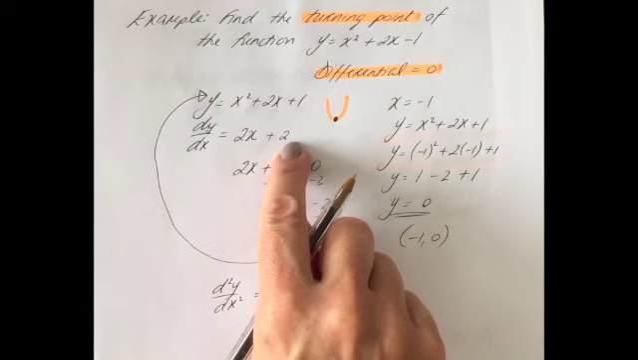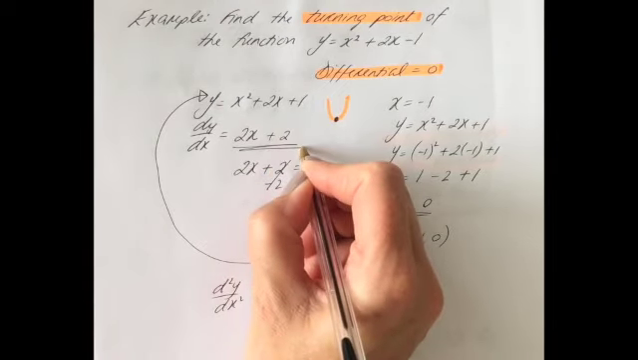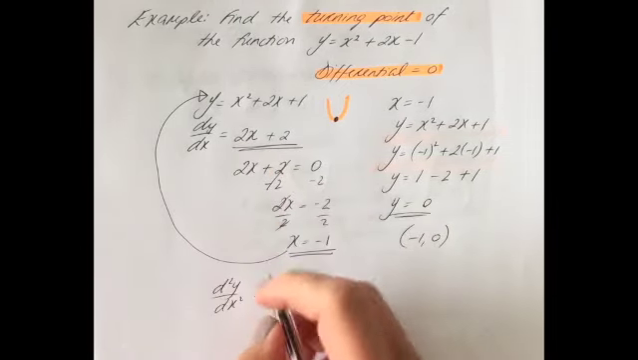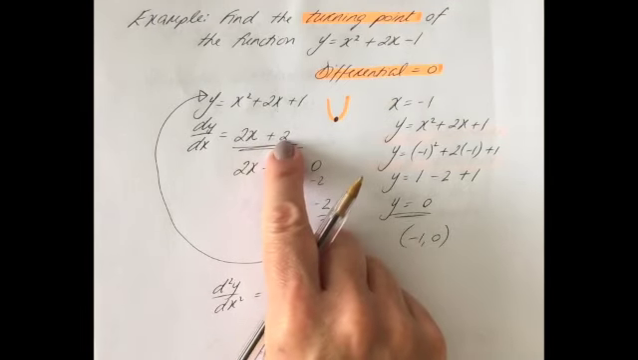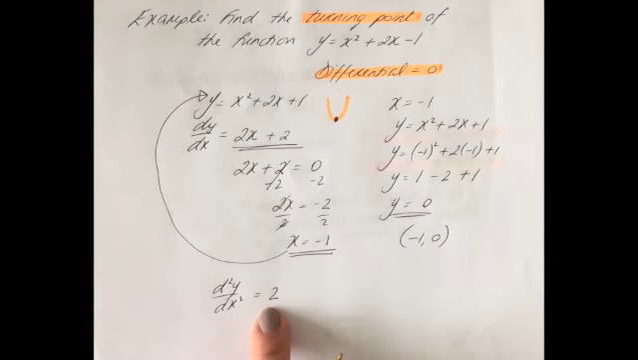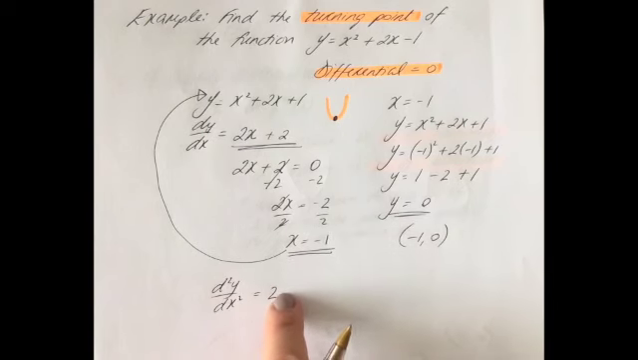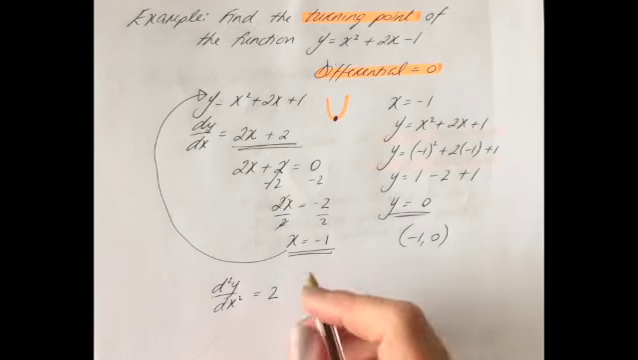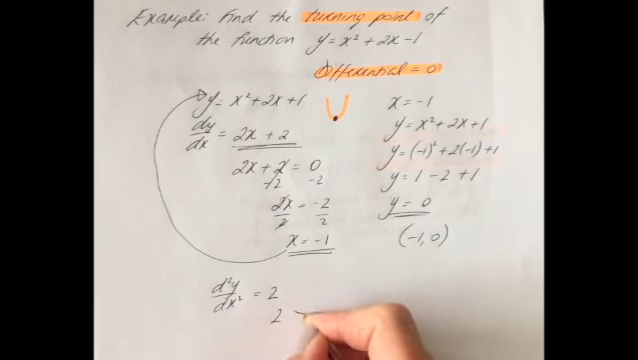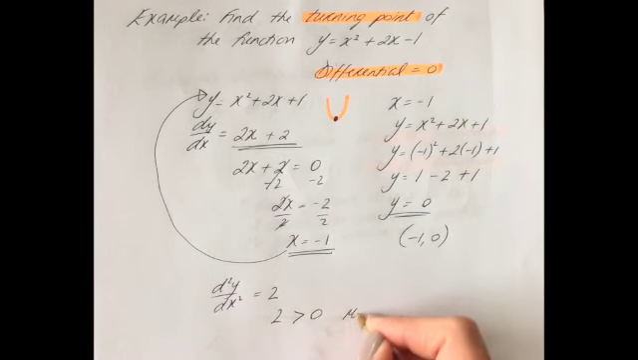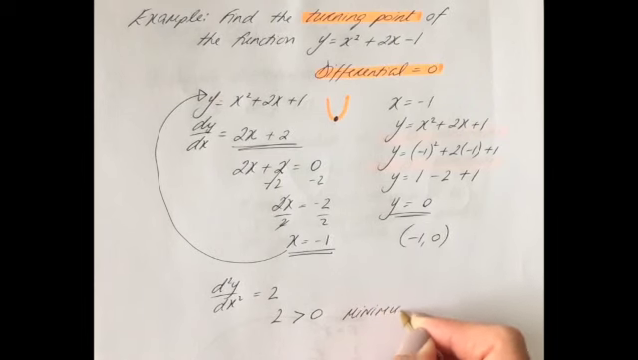So take your answer here, 2x plus 2. Differentiating 2x, you get 2, differentiating 2, you get 0. So I've got a value straight away. I don't need to sub in a value for x, I don't have an x here. I have a value straight away. That value, of course, is greater than 0, so that tells me it is a minimum point.